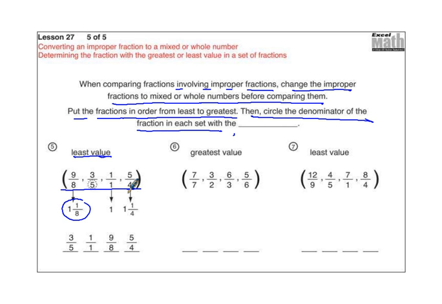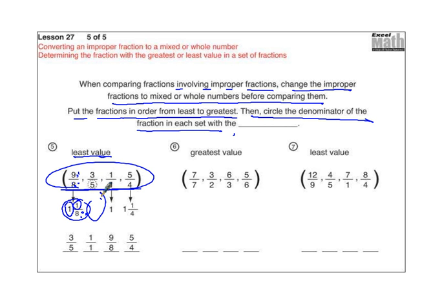The problem's going to start off looking just like this. 9/8, I need to see you write equals 1 1/8, because there's 1 eight in 9. There's my 1. The leftover, 9 minus 8, is 1 also, and so this is equal to 1 1/8.